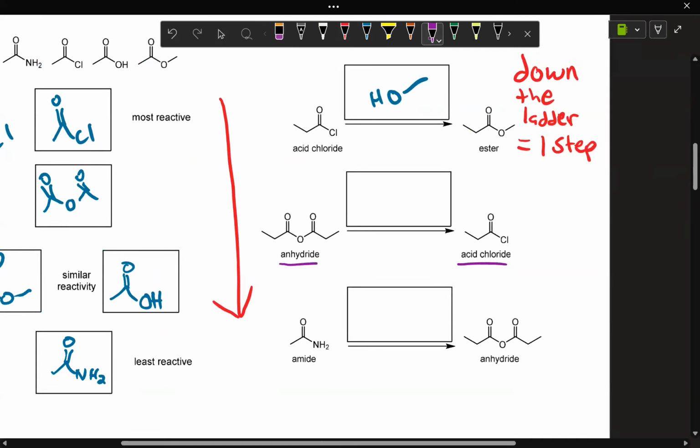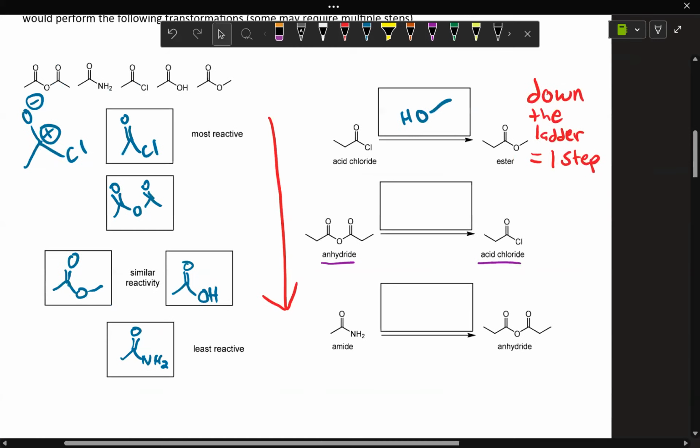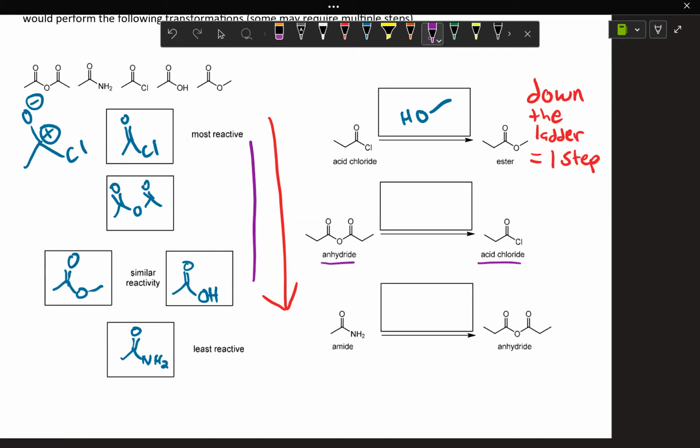Going from an anhydride to an acid chloride. If we look at our ladder, the anhydride is here at number 2, and the acid chloride is here at the top. This means we are going up the ladder. When you are going up the ladder, you can't do that in one step directly. It'll be multiple steps. So we can't go directly from an anhydride to an acid chloride. We need to go to something else first.